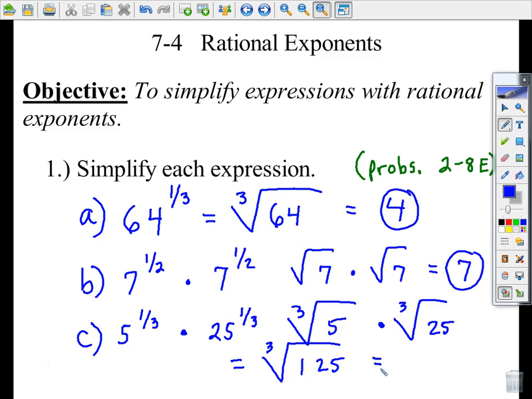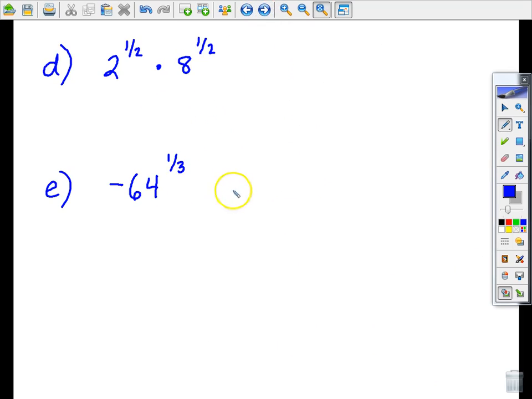And what's that? 5. So I just want to pause for just a second and make sure you understand how rational exponent form can be made into radical form. Any questions so far? Okay. I've got a couple more. Volunteer for letter D. Anybody want it? Change these into radical form and then simplify. Well, I'll just call on. What about Grant? How would you change 2 to the 1/2 power into radical form?